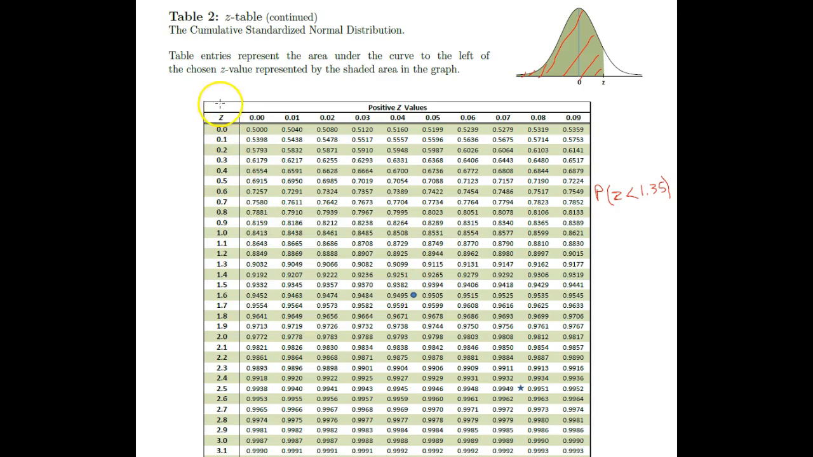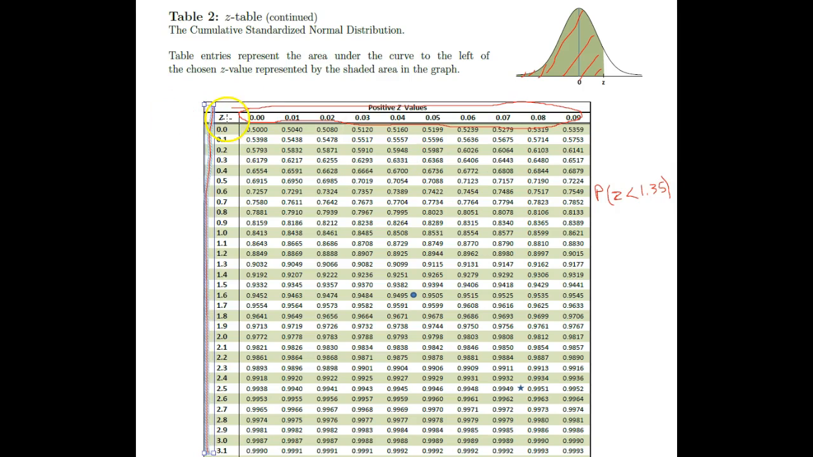and you'll see this column right here is all z-scores to the ones place and the tenths place. And then this row over here is all the hundredths places for a z-score. So you need to use both of these to find some z-score with 2 decimal places. So for example, this is 1.35.